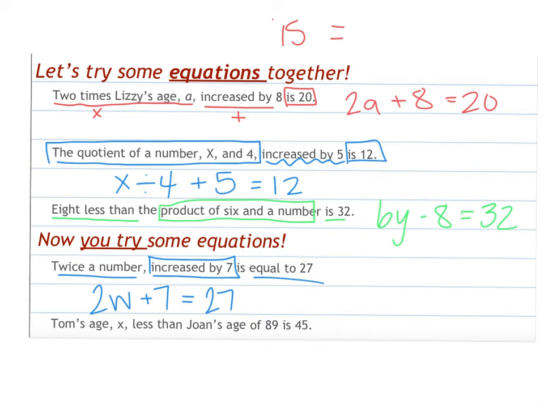Last one, Tom's age x less than Joan's age of 89 is 45. Again, this less than means that we're going to be subtracting Tom's age from Joan's age. Well, Joan is 89, so we would take that 89 and we would subtract off Tom's age, and that is 45, so that equals 45.